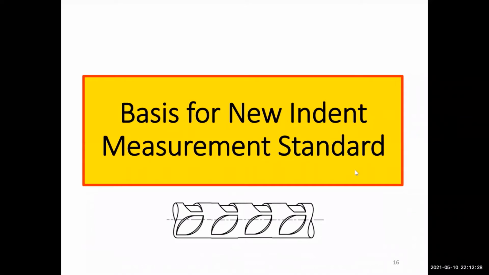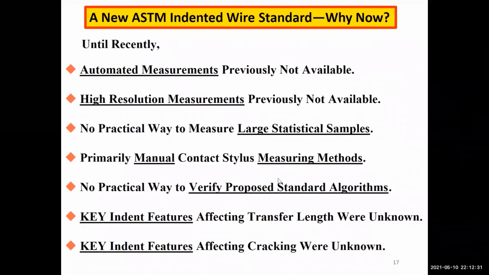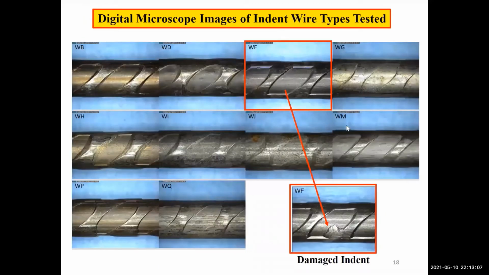We've measured both. Okay, let's look at a basis for the indent measurements. We really never had the capability before an automated system was developed to do justice to the measurements. We didn't have high resolution measurement capability. We couldn't measure large statistical samples to get an idea of the statistical variation. We couldn't measure significant lengths of wire, like hundreds of indents at a time. We're pretty limited to manual type measurements. And so also the key features that affected transfer length and cracking or splitting weren't known. And that's really what led to the current developments.